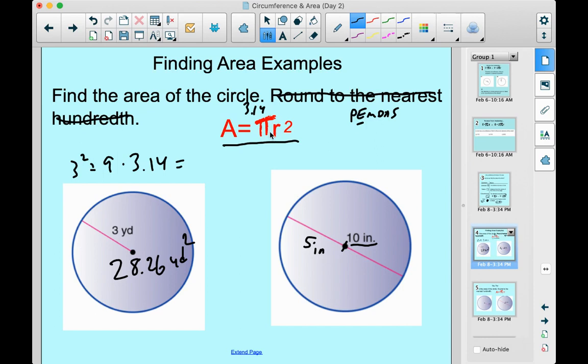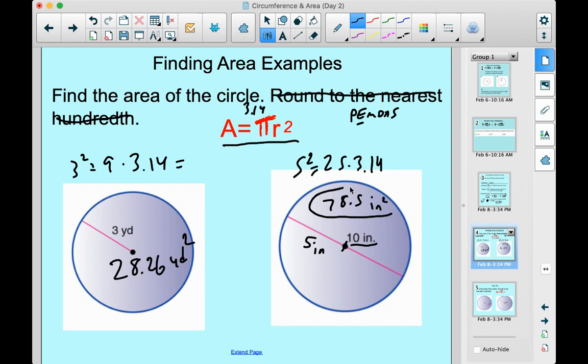Okay, so again, it's pi times the radius squared. Okay, the radius is 5. 5 squared is 25. So I'm going to multiply 25 times 3.14, which gives me 78.5. So the area inside here is about 78.5. It's measured in inches squared.